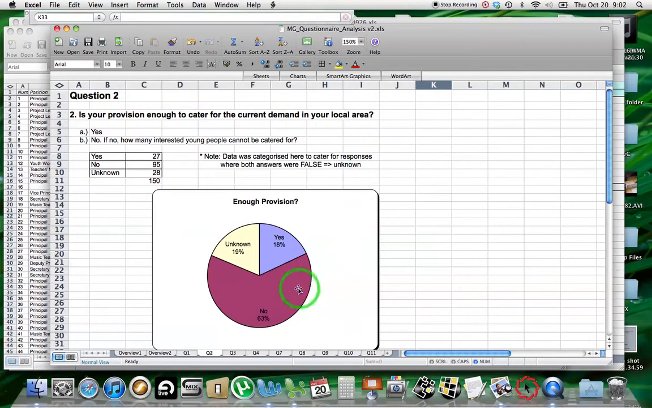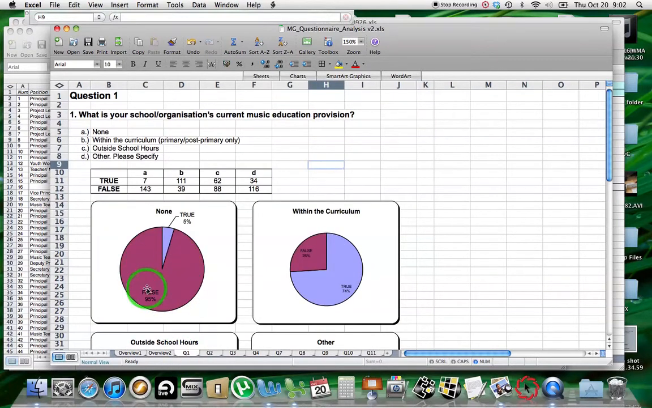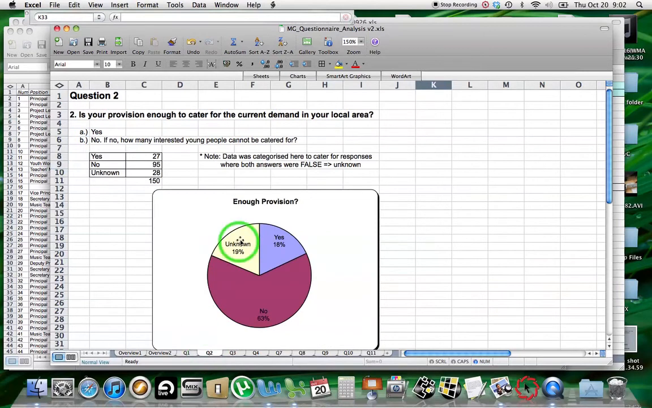The big message coming out here, 63% said no, the current provision isn't enough for the current demand, which would suggest there's a need, which is good news for us. 19% weren't aware of what the demand levels were in the area. So all that together is 82% of people we asked, so they didn't have enough provision or weren't aware of the demand in the area. So even though most people have some sort of provision, it's not enough most of the time.